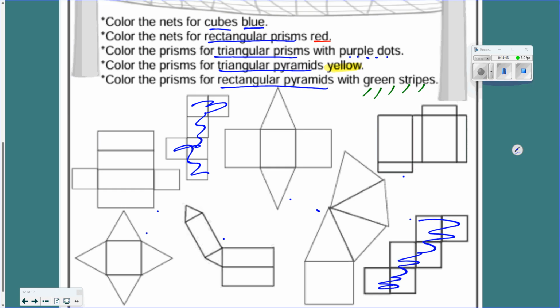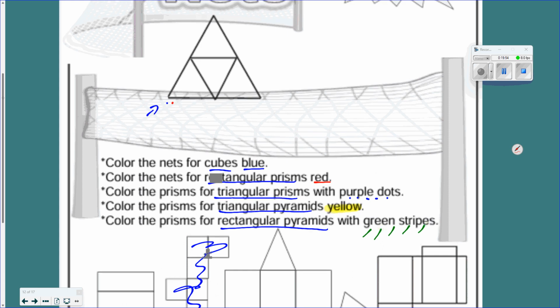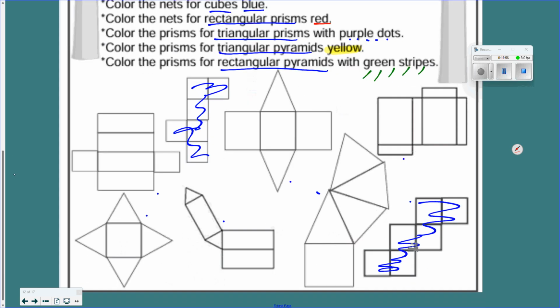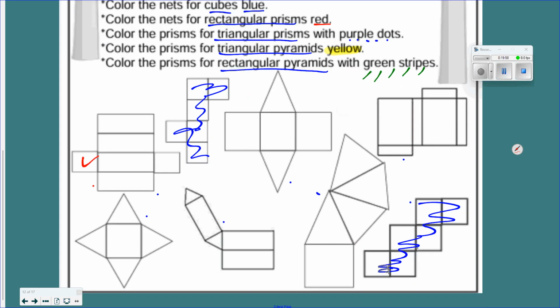Looking for rectangular prism. Is this one a rectangular prism? No. This one? Yeah. Kind of looks like maybe a square pyramid, but a square is a form of rectangular. So that would still count. Is this a rectangular prism? No. This one? So this one is? This one? This one? This one?